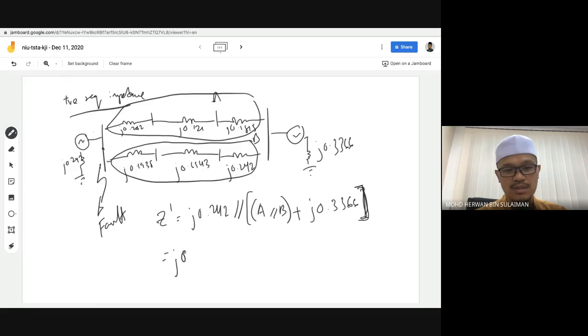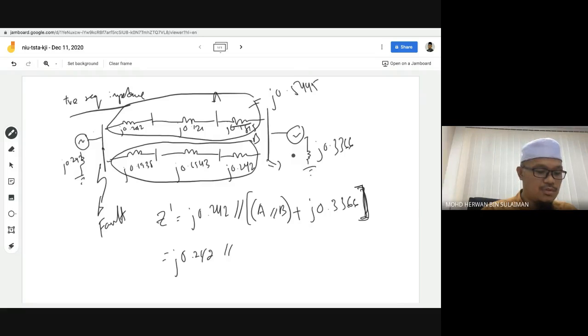So you will get j0.242 parallel. What is A? A is 0.242 plus 0.121 plus 0.1815, which is j0.5445. Then B is 0.1938 plus 0.6543 plus 0.242, which is j1.0901. Right? So parallel.